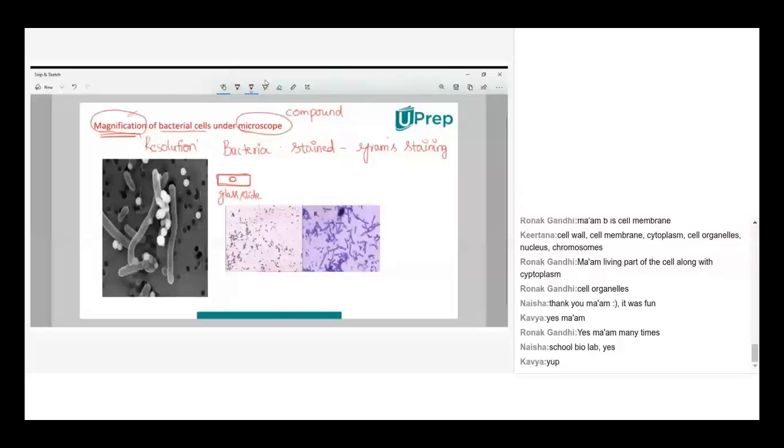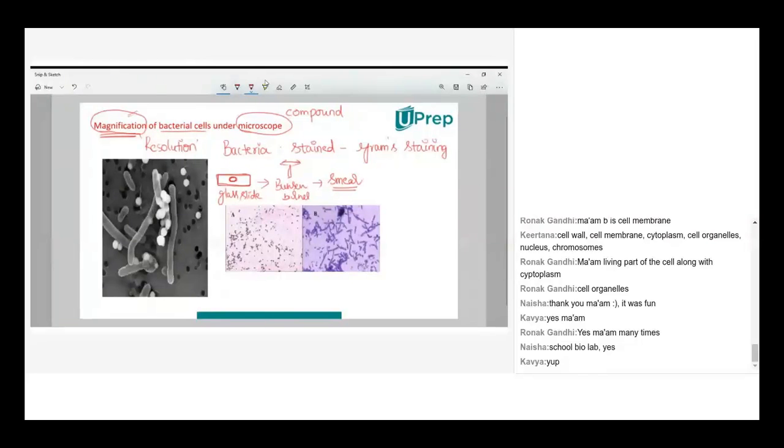Just a droplet. Now take the glass slide onto a Bunsen burner. Light the Bunsen burner. Just above the Bunsen burner flame, keep this slide and move it back and forth like this, just for a minute. This water drop will dry and get stuck to the glass slide. This is called smear formation. Smear.